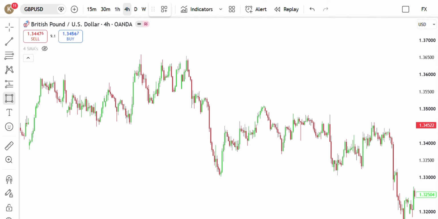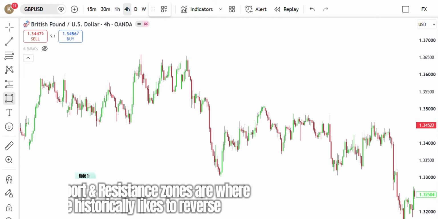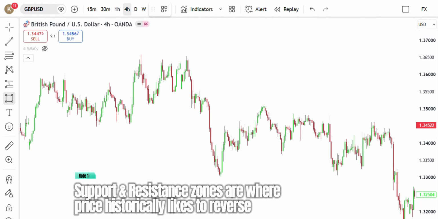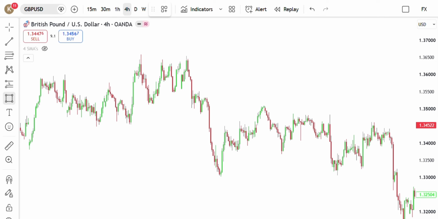Support and resistance zones are areas where price historically likes to reverse, but a lot of traders often misinterpret these areas, and there are generally three mistakes that they make.